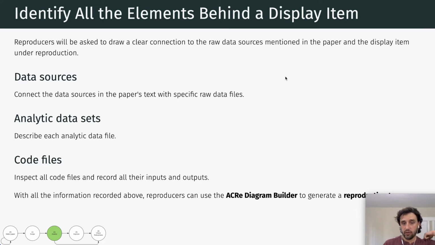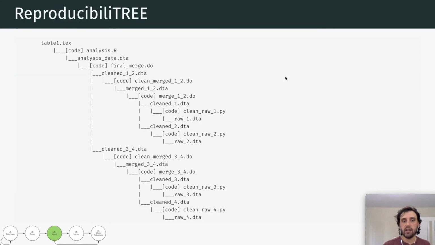And we have developed a very nice tool within the platform to help reproducers basically visualize how all the pieces that are in a reproduction package come together. So once they have inputted into the platform what the inputs and outputs of a code script are, they can generate what we call a reproducibility tree. Basically, it's just a plain text representation of how all the inputs and outputs connect with a final display item. This is an example of a complete diagram, but there could be examples of incomplete diagrams as well.